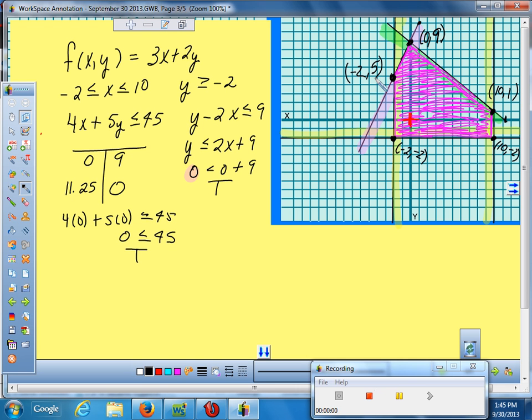Okay, then the big question. Why did we find them? What do we do with them? Plug them back into the function. So I'm going to do the function at negative 2, negative 2. The function at 10, negative 2. Function at 10, 1. 0, 9. And negative 2, 5.